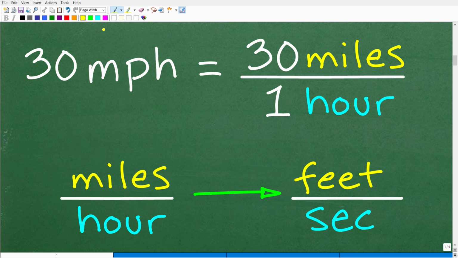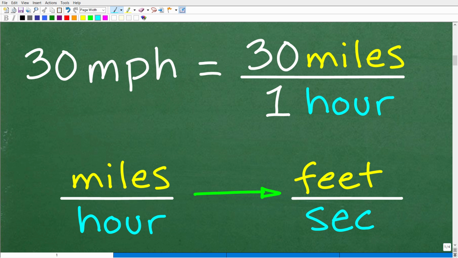So let's say we ask how fast a car is going. It's going 30 miles per hour. What does that mean? Well, in 1 hour's time, it will cover 30 miles. So 30 miles per 1 hour. So the first thing you want to do when you want to convert units of measure is to express your rate as a fraction, just like this. Okay, it's going to be much easier to do these problems if you do that.